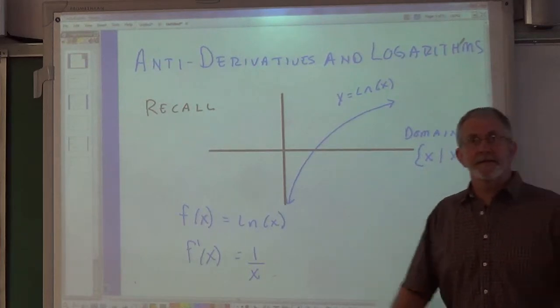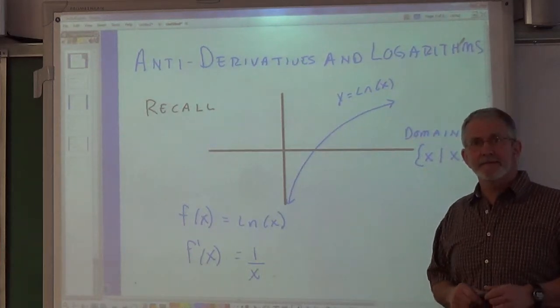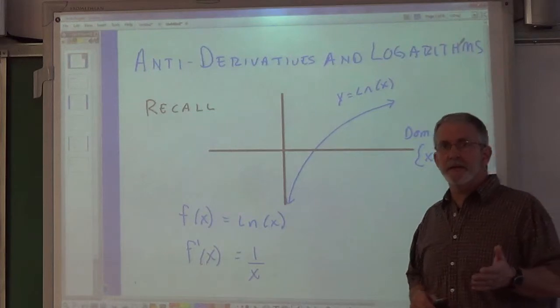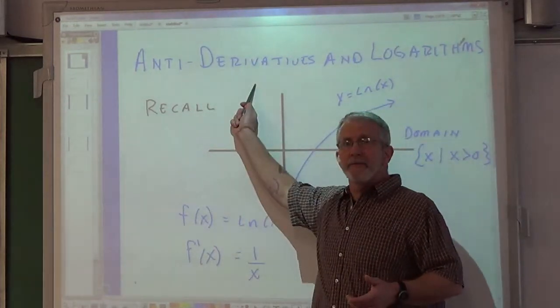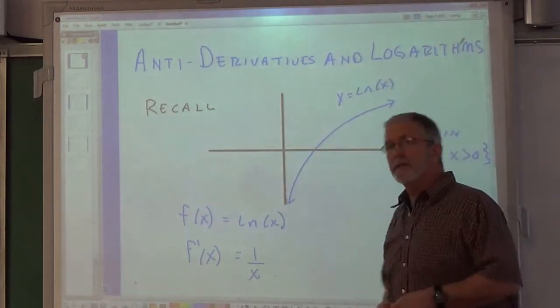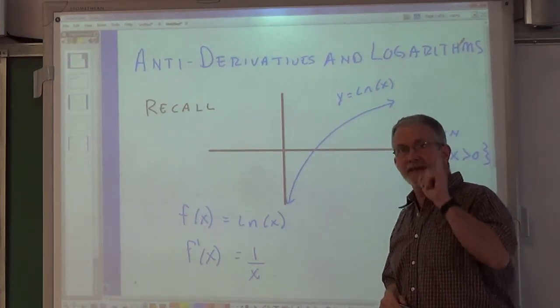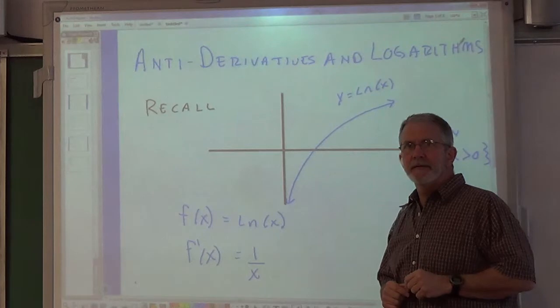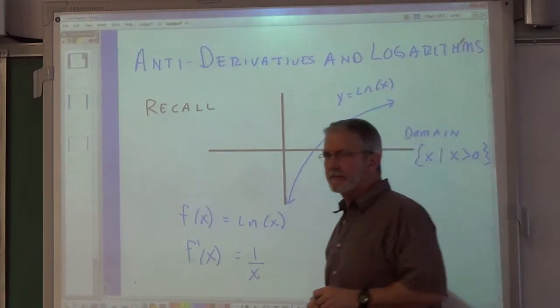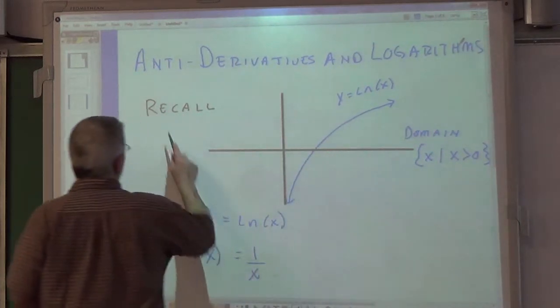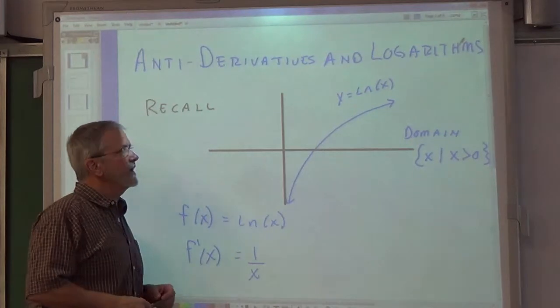Howdy folks, friends, neighbors. Let's have a little discussion on antiderivatives and logarithms. It's meant specifically for AB students. AB students only.